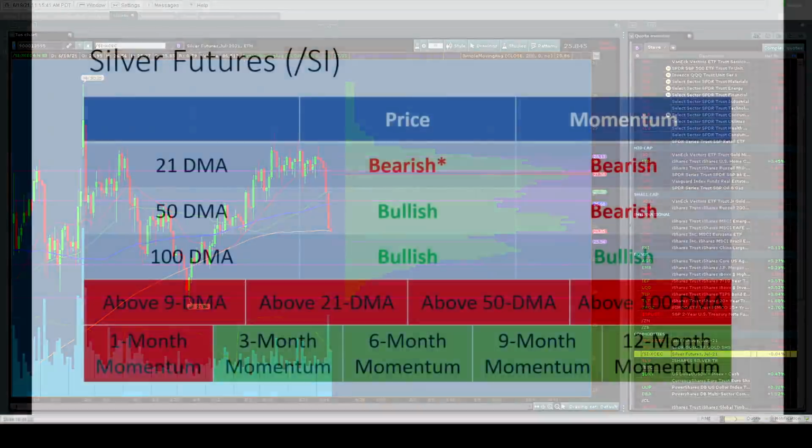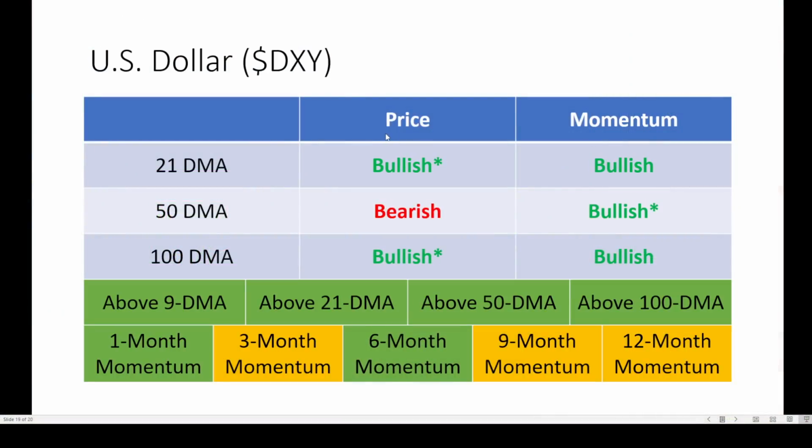And now let's get into, of course, the last one, the one that's got the next potential breakout. Of course, you don't want to miss this. The dollar price, 21-day moving average has flipped to bullish. 50-day moving average momentum flipped bullish. Price on the 100-day moving average flipped bullish. Now above 9, 21, 50, and 100. Remember, this was all red.